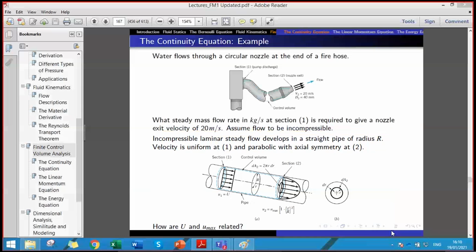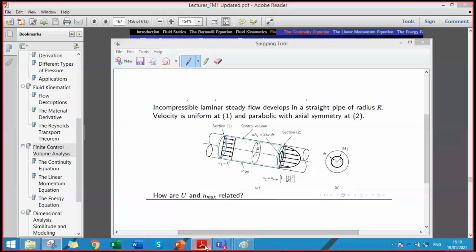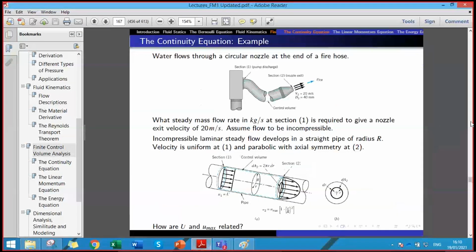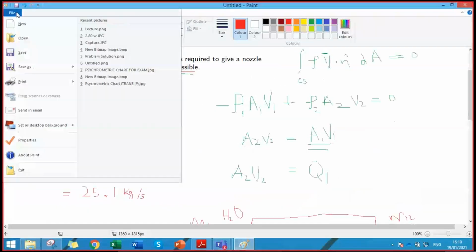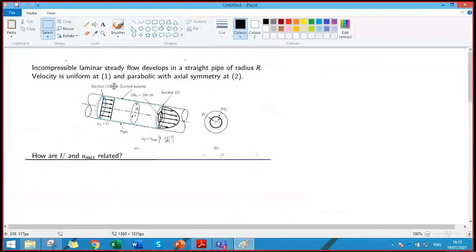In this problem, you have incompressible laminar steady flow that develops in a straight pipe. Initially, at section 1, the velocity of the flow is constant. That is, it is uniform velocity, and the velocity is equal to capital U at section 1. U1 is equal to U. But as the flow progresses, we see that the velocity is variable. It's changing with the radius of the pipe. At the center it is maximum, and at the pipe surface it is minimum, zero.